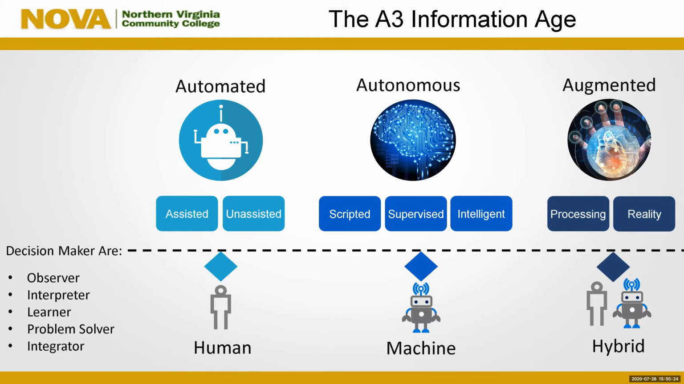But ultimately, if augmented reality or augmented processing is done correctly, the human still maintains full control, even if the machine is making decisions. I would go as far as to say that within augmented reality, what we're really doing is the machine is making recommendations to the human, and the human maintains control of the decision-making process.